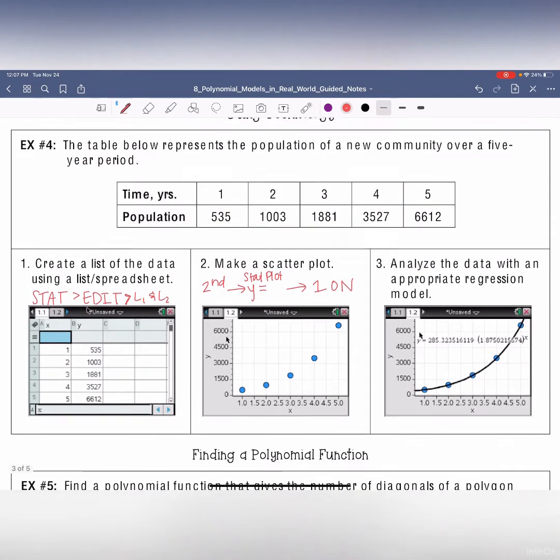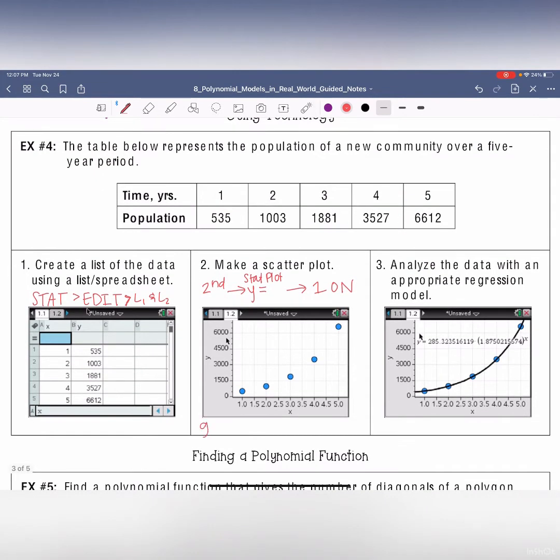Okay, once it is on, to see the graph, you're going to hit the graph button. And then you're going to do zoom number 9, which is zoom stat, and then it will zoom in right on this picture that we're seeing on our page right here. All right, so that's what we're going to go ahead and do. We're going to do it on my app.